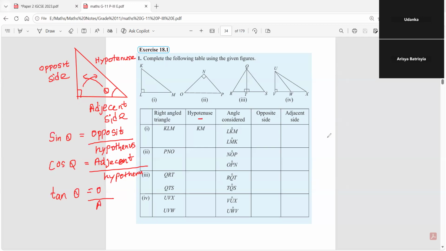There are three things. We call them sine, cos, tan. Sine is opposite over hypotenuse. Cos is adjacent over hypotenuse. At last, tan is opposite over adjacent. Clear? First of all, write them.